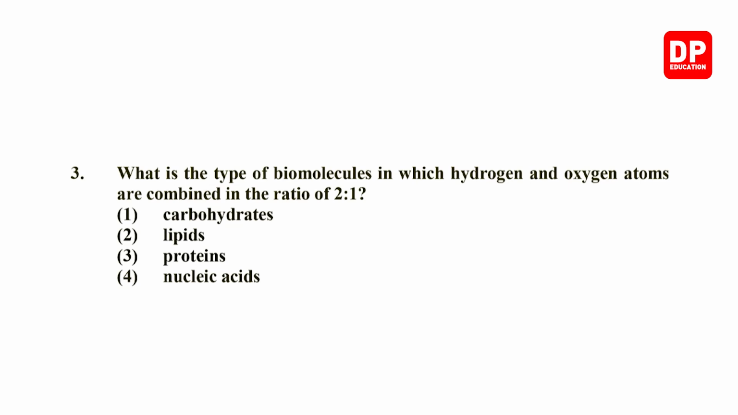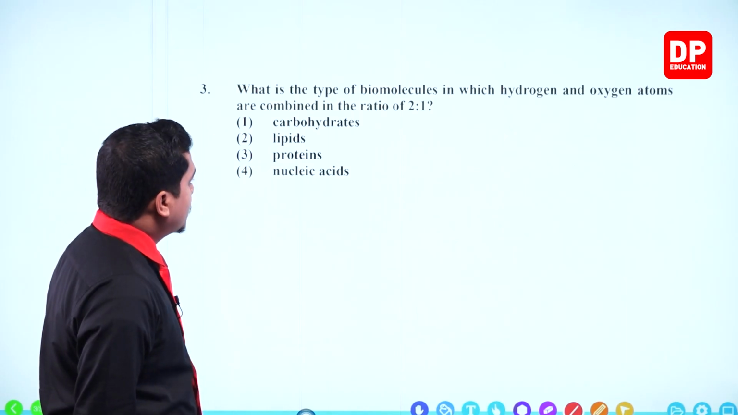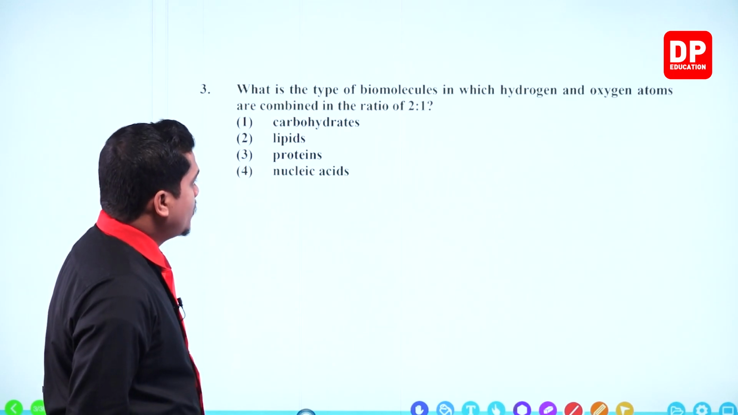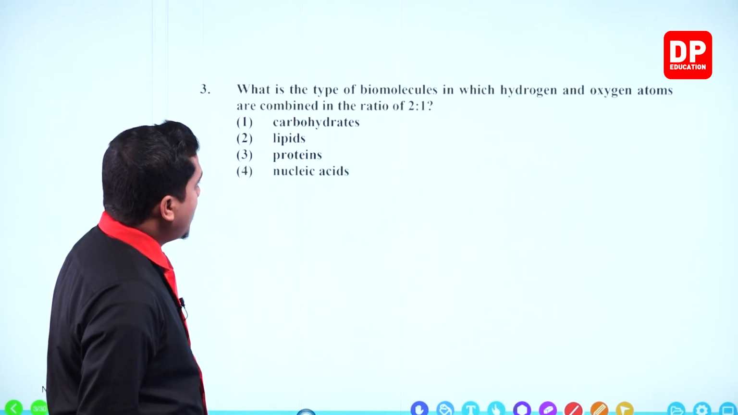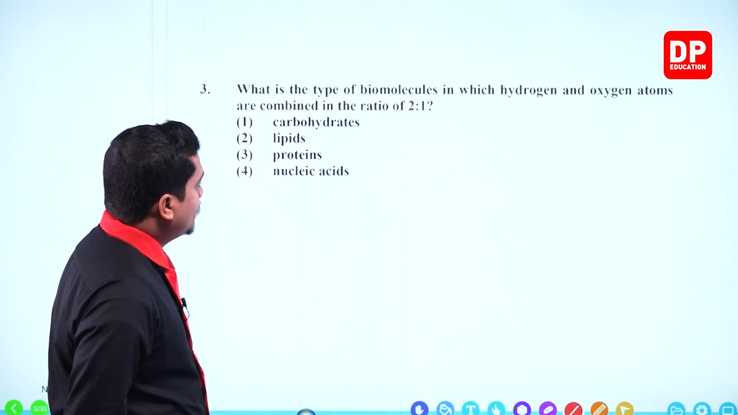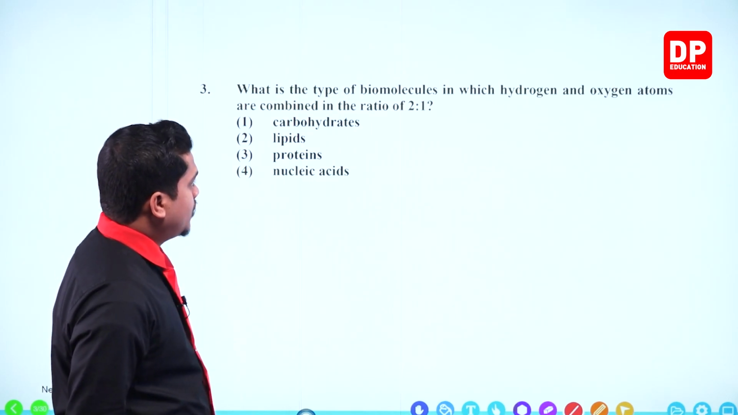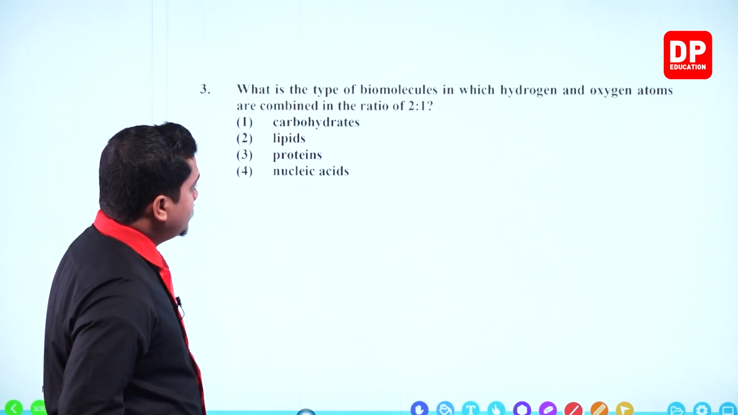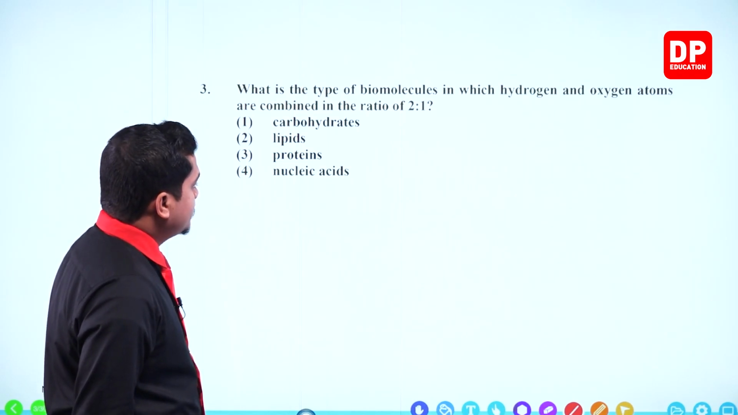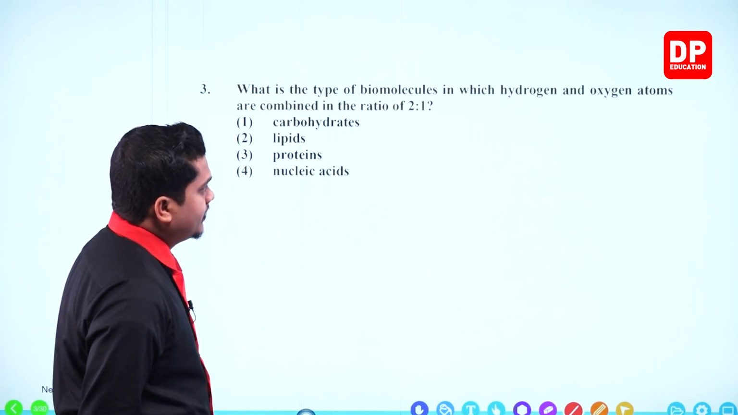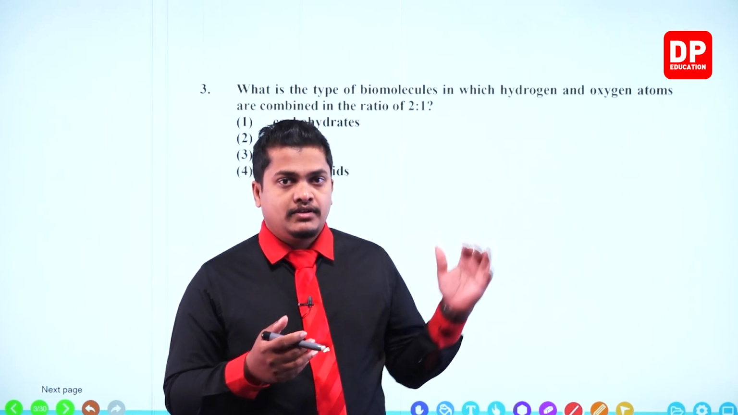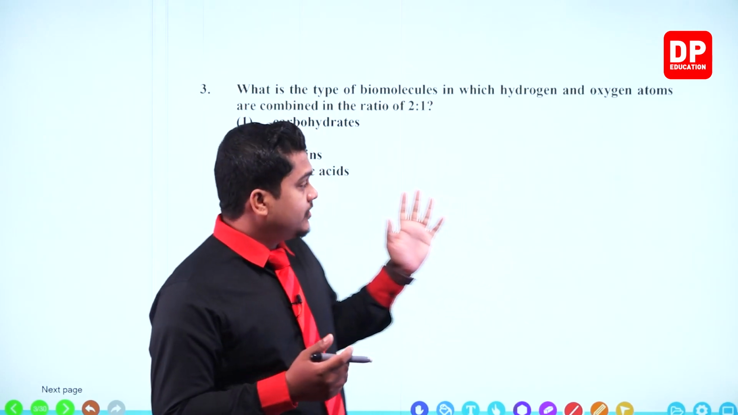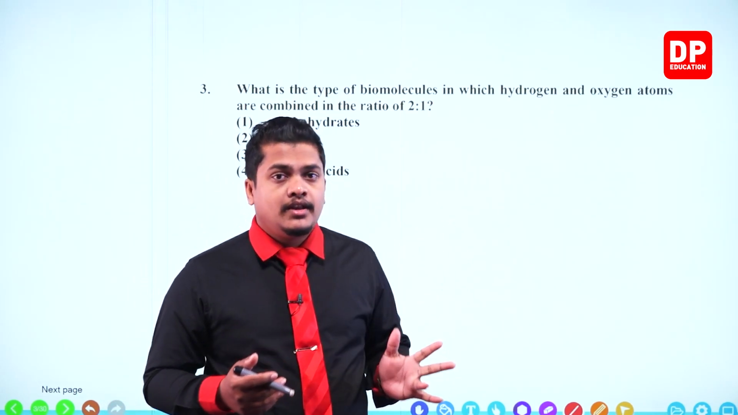Question number 3. What is the type of biomolecules in which hydrogen and oxygen atoms are combined in the ratio of 2:1? You are given the responses: carbohydrates, lipids, proteins, nucleic acids. So, my dear children, the basic biomolecules are given within this question: carbohydrates, proteins, nucleic acids, and lipids.